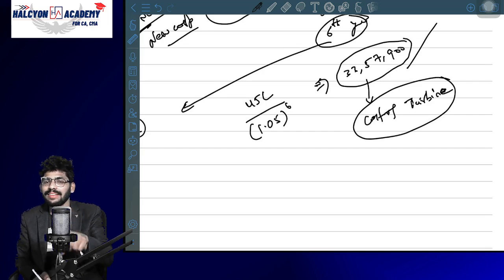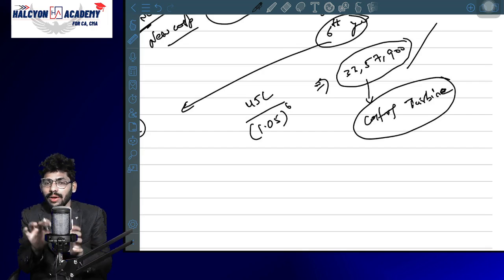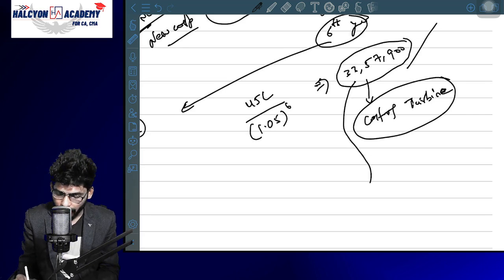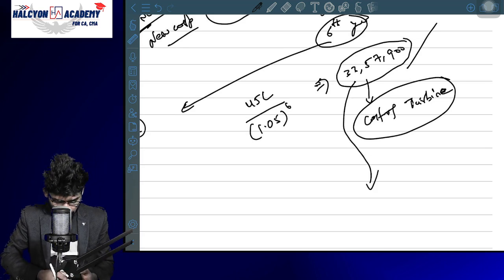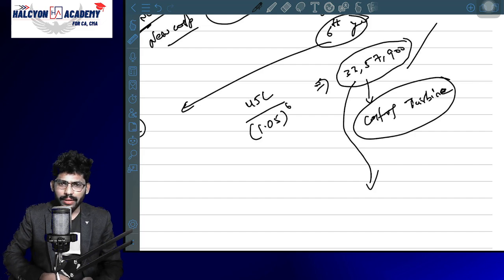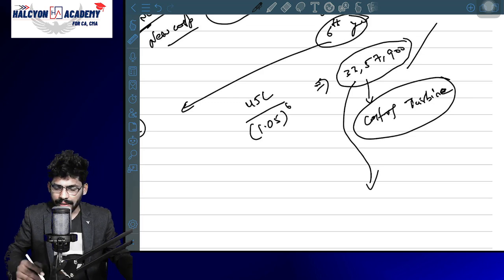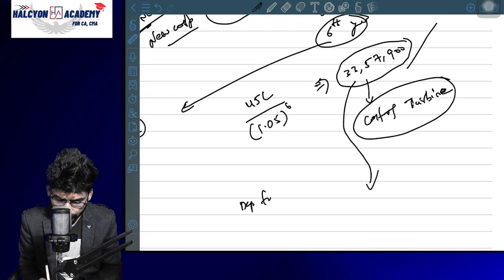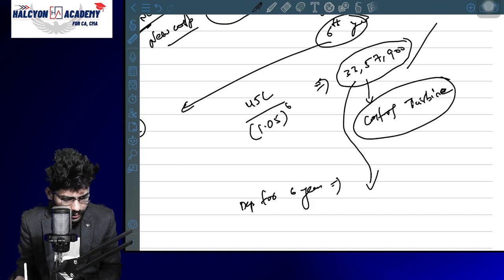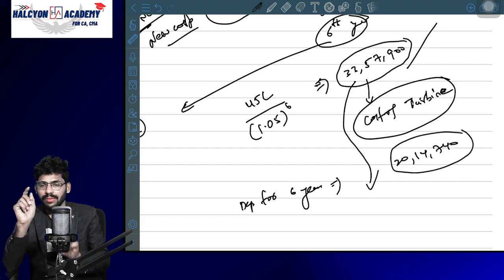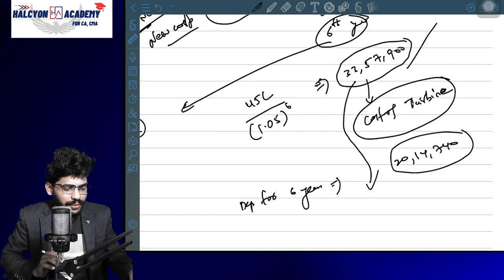But I need to derecognize the carrying amount, right? How to calculate the carrying amount? We need to depreciate it. So please calculate the depreciation for a period of 6 years. 33 lakh 57,900 divided by 10 into 6. The life of the PPE is 10 years. How much? 20 lakh 14,740. This is the depreciation for 6 years.